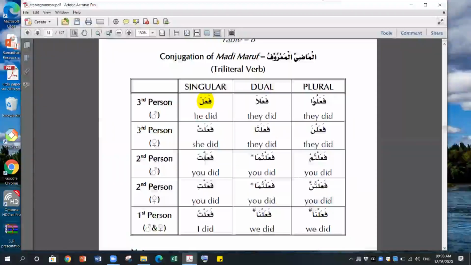This is the root word fa'ain lam. What is the difference? We added one ta, but with fatha. Fa'alta, you did. Sharibta, you drank. Katabta, you wrote. And this is second person singular masculine. Fa'altuma, you both did. Fa'altum, you all did. Katabtum, you all wrote. Sharibtum, you all drank.